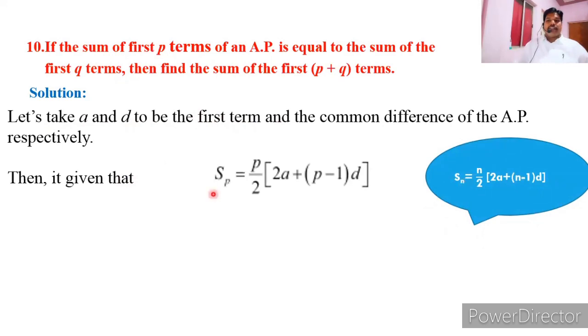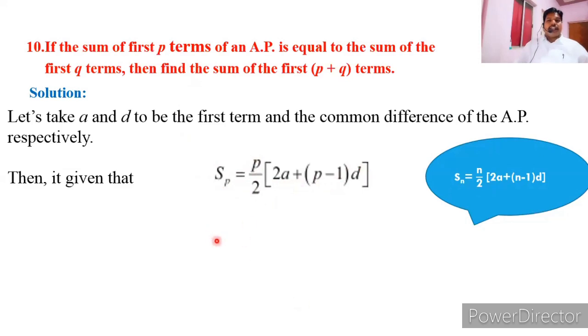Here they have given the sum of p terms. So Sp is equal to p by 2. In the place of n, you will get p. Sp means the sum of p terms. Sp is equal to p by 2 into (2a plus (p minus 1) into d).